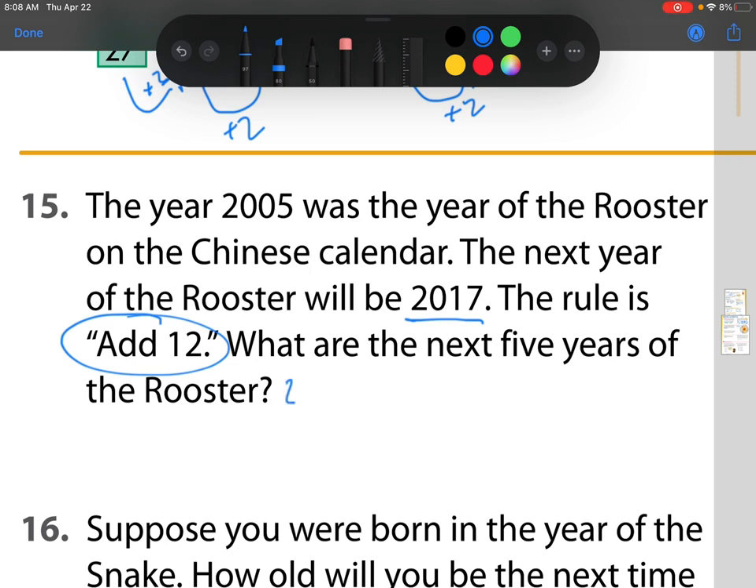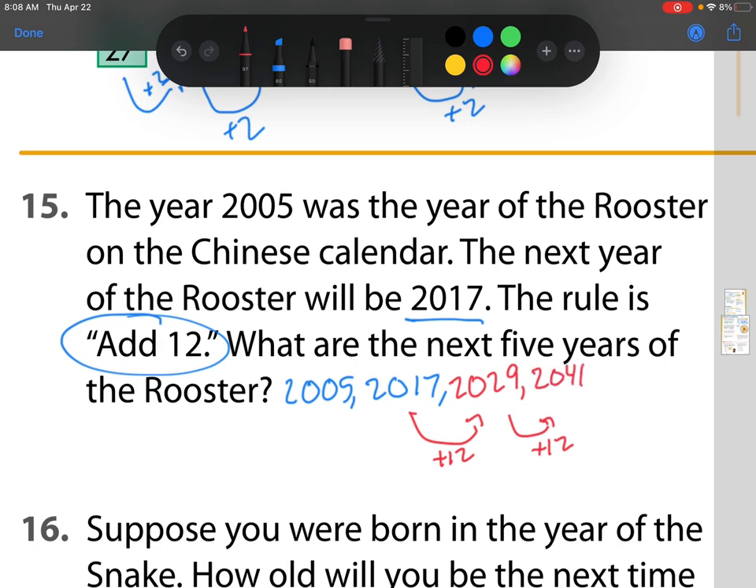Well, let's start. We have 2005, then 2017, and now what do we need to do? We need to add 12. So 17 plus 12 is 2029. Then we add 12. 29 plus 12 is 2041. Then we add 12. 41 plus 12 is 2053.